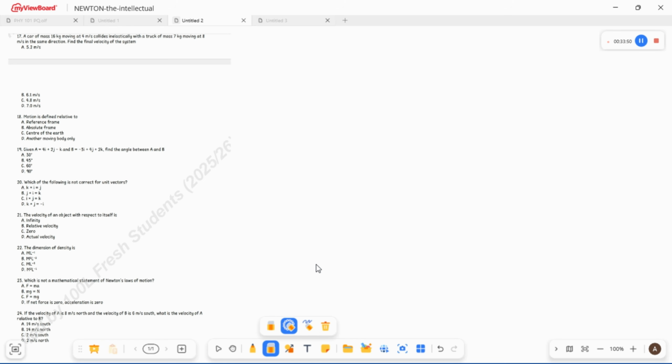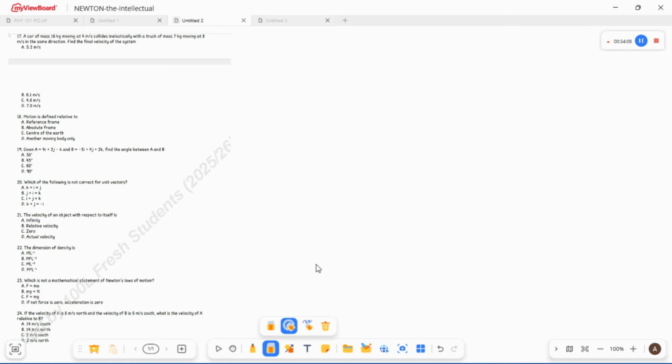Then we have the center of the earth. No, motion is not defined relative to the center of the earth. It's not defined relative to an absolute frame. It's defined relative to a reference frame. So there must be a reference. The reference can be itself, or it can be another body. So that's why option A fits best, and that is the best option for this question.